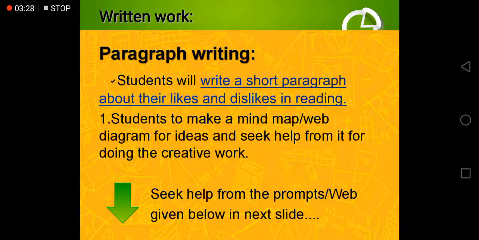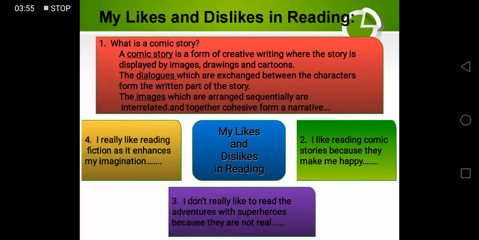Okay, the written work, or you can say the first task, is to write a short paragraph about your likes and dislikes in reading. Students, you are going to make a mind map, a web diagram for ideas, and seek help from it for doing the creative work. I have put the prompts in the shape of a web diagram. You can use these to write about your likes and dislikes in reading.